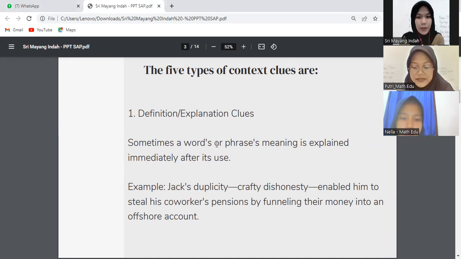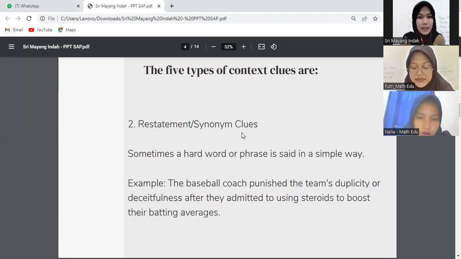Sometimes a word's or phrase's meaning is explained immediately after its use. For example, here, Jack's duplicity, crafty dishonesty, enabled him to steal his co-workers' pensions by funneling their money into an offshore account. The next one is restatement or synonym clues.